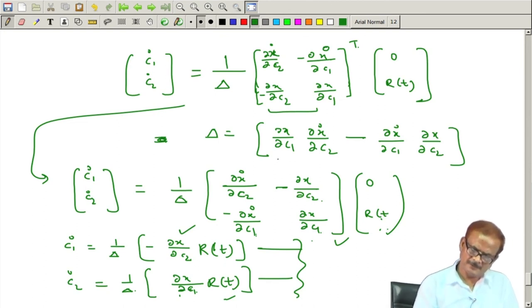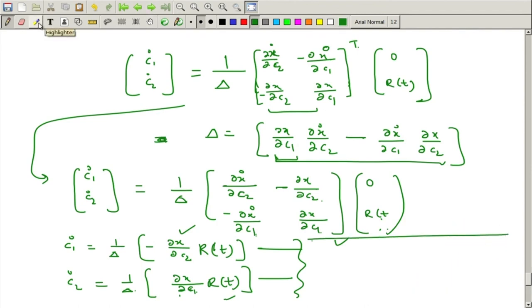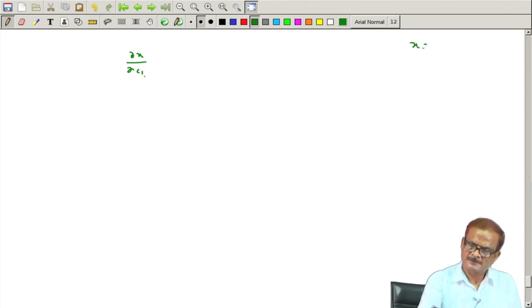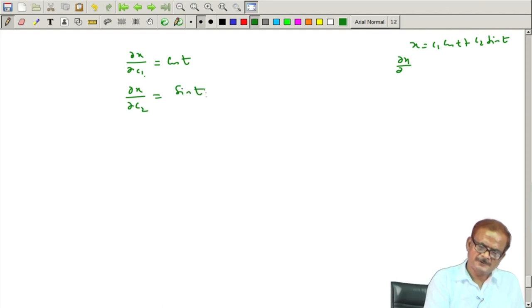So, the quantity delta involves ∂x/∂c1 and ∂x/∂c2; these are the quantities which are present. So, delta we can get from our previous discussion. I will write here, or maybe on the next page, ∂x/∂c1, where x equals c1 cos t plus c2 sin t. So, ∂x/∂c1 becomes cos t, and ∂x/∂c2 equals sin t.